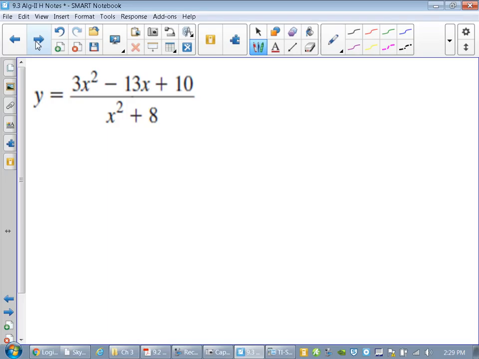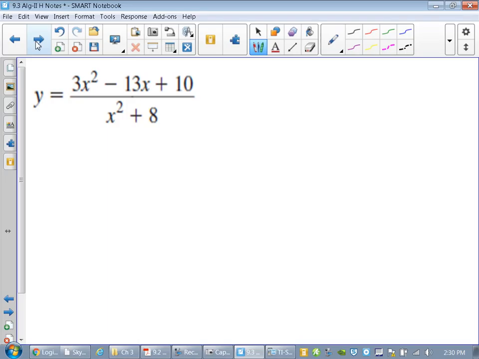Same deal. y equals (3x squared minus 13x plus 10) all over (x squared plus 8). As you start to walk through something like that, you go through the same process of your list. First thing you want to do is find the zeros in the numerator. Those give you the x-intercepts, which means you have to factor.